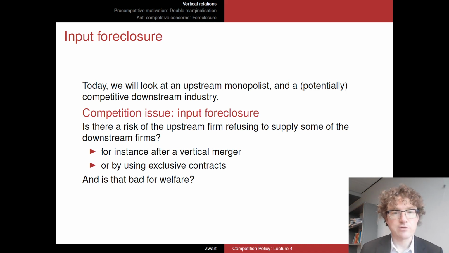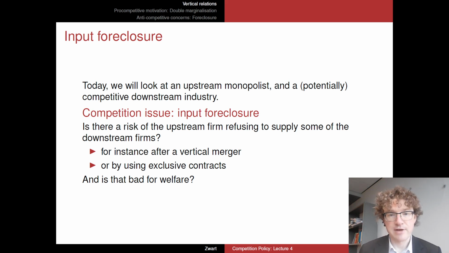And this might happen, for instance, as a result of some vertical merger. So that's the interest of this topic for merger analysis, for vertical merger analysis. Is there some risk that the vertically integrated firm will then no longer supply the goods to some particular downstream firms, which might previously have made sure there was a lot of competition in the market?